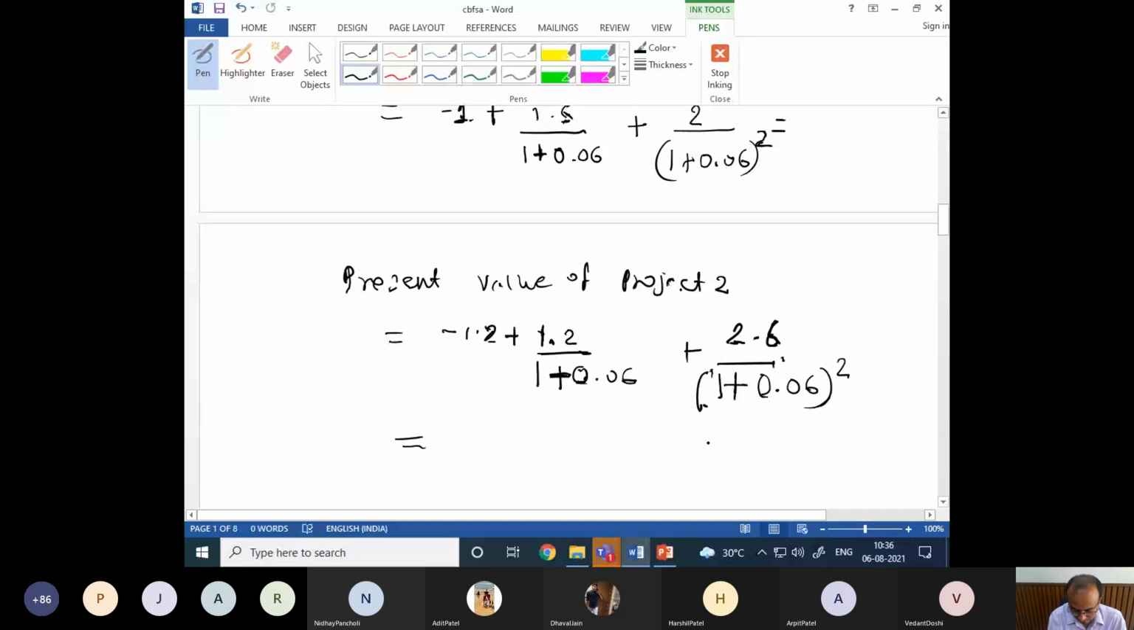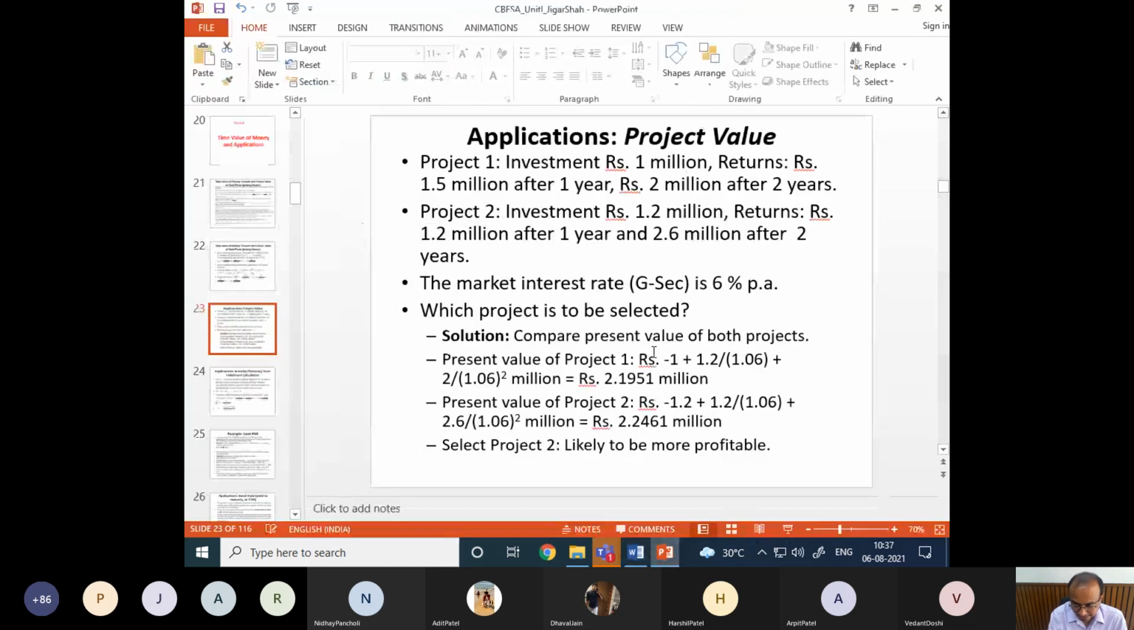So the project that has higher present value is better, because the returns are available in the future, but its present value is what matters, right? Looking at the market rate, it is looking better. So which project should I select? By calculation, I will find that the present value of the first project is 2.1951 million and the second project is 2.2461 million. So project 2 is likely to be more profitable because its present value is higher.